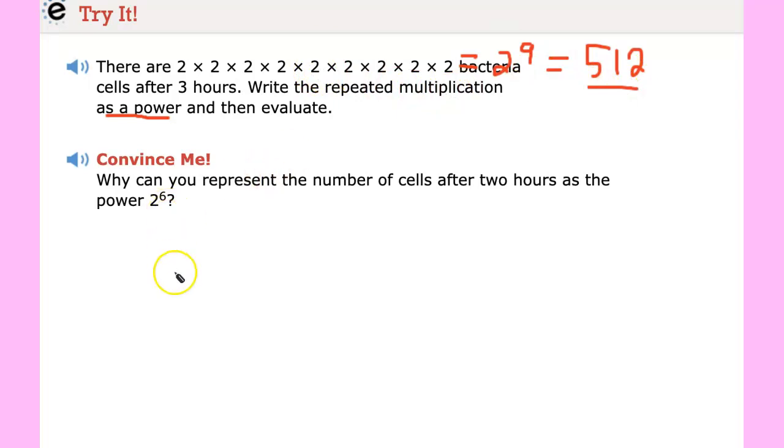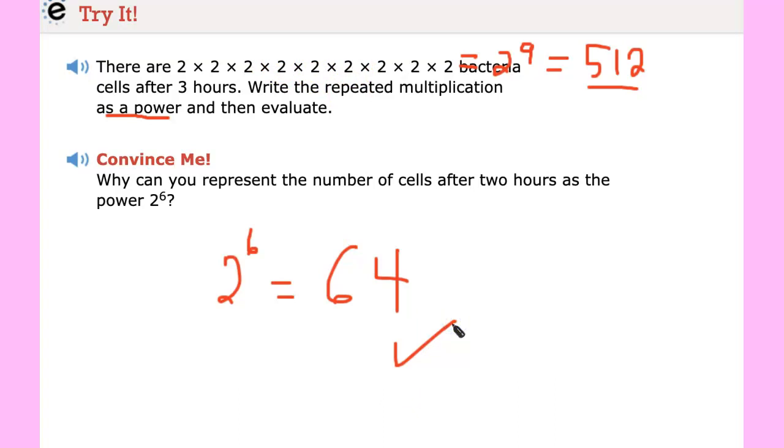How about if it's 2 to the power of 6? How much will it be? If you said that 2 to the power of 6 is 64, then you're correct, right? So 1, 2, 3, 4, 5, 6, you multiply that. 2 times 2 is 4, times 2 is 8, times 2 is 16, times 2 is 32, times 2 is 64.